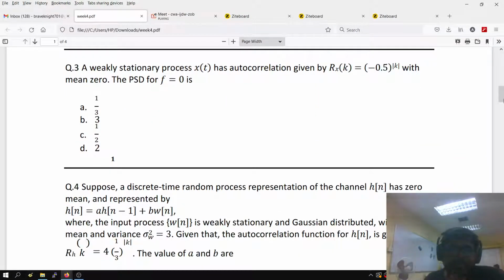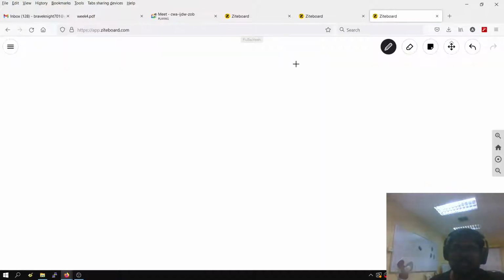The third question is: given a WSS process, that is X(t), and its autocorrelation is given, that is Rx(k), and also provided that the mean is 0, we have to calculate what is the PSD for f equal to 0 here. So let us solve this question. Has anybody solved this question here? What is the answer?